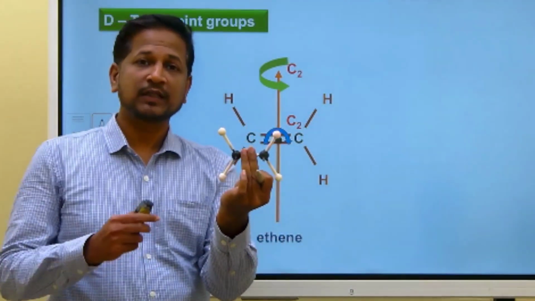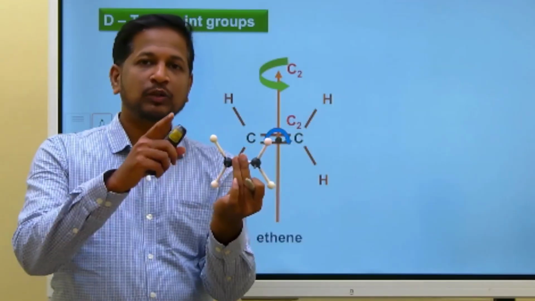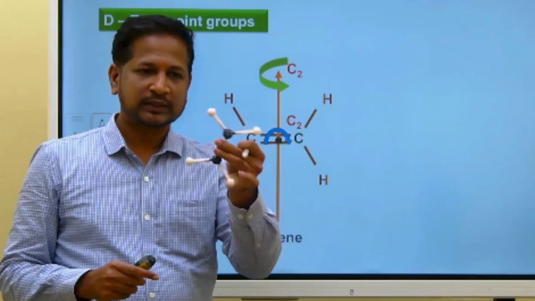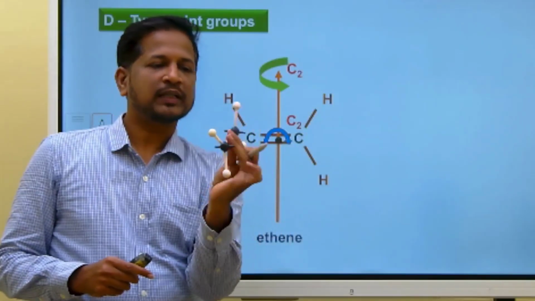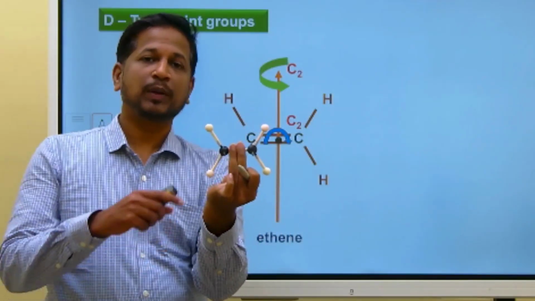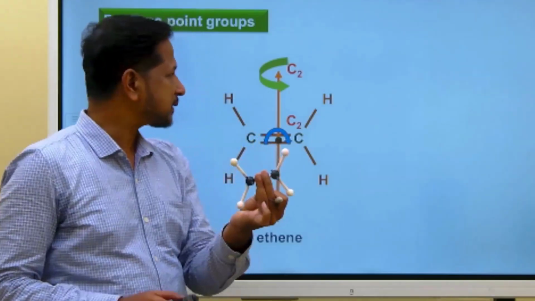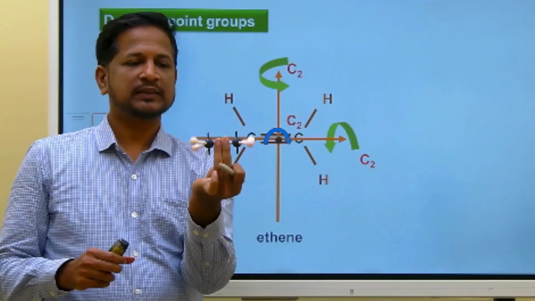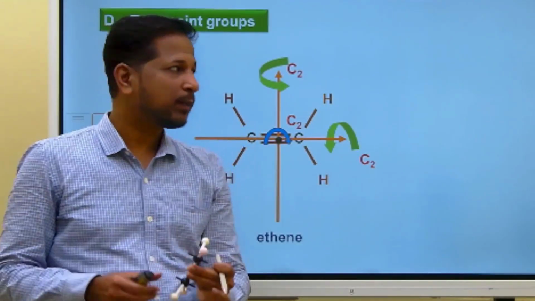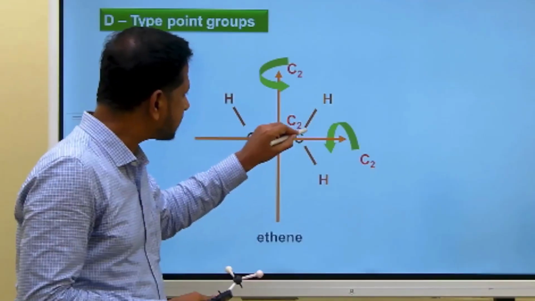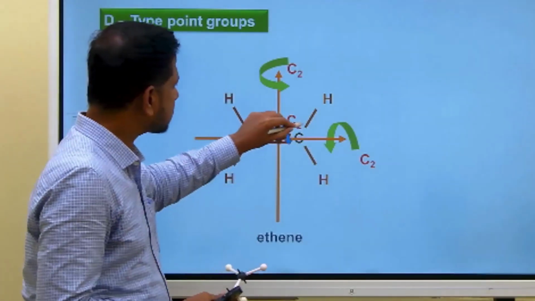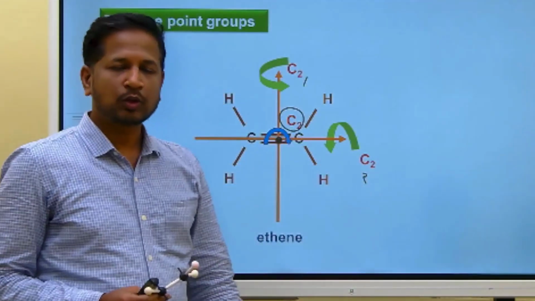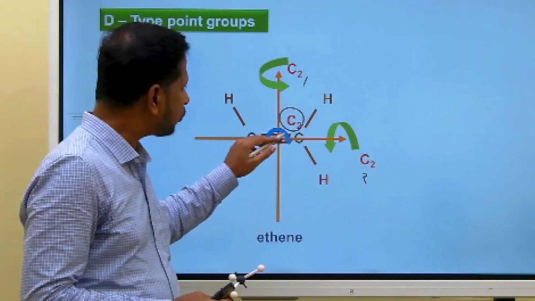So this is the first C2 axis perpendicular to the principal rotational axis. We have considered this as the principal rotational axis. If you rotate the molecule like this, this will be perpendicular to the principal rotational axis. The second C2 axis will be like this. This is another C2 axis which is perpendicular to this C2 axis of rotation. So this is the first one, and this is the second one.